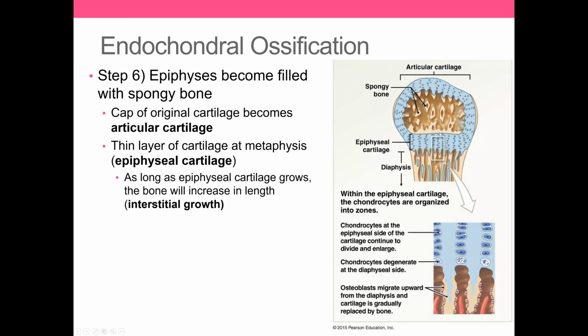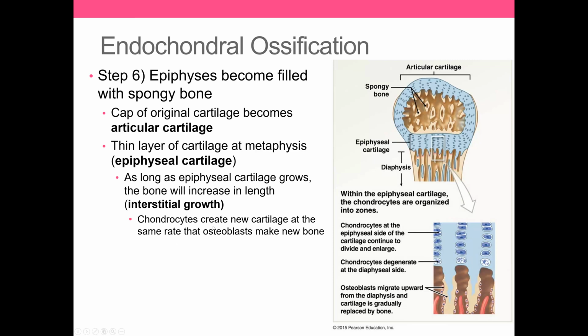But if they're running at the same speed, then as you're making new bone, you're also making new cartilage. So this little piece of cartilage in between is going to stay there. And I've got another picture for you in a second. So that's called interstitial growth, because that's going to increase the length of the bone.